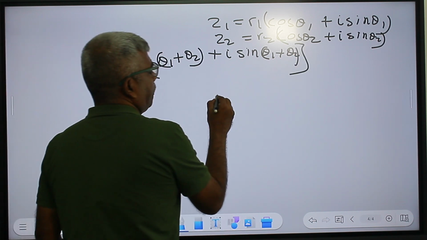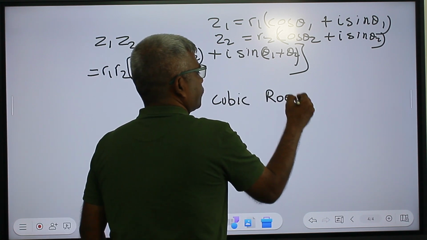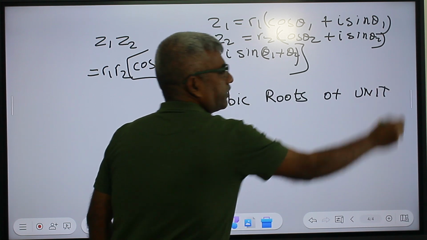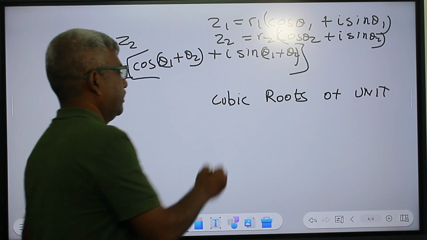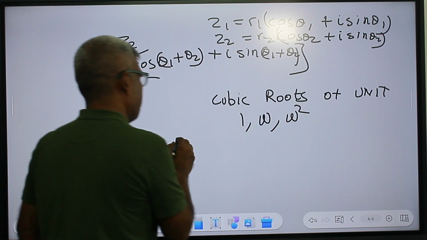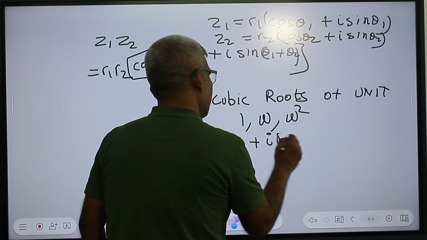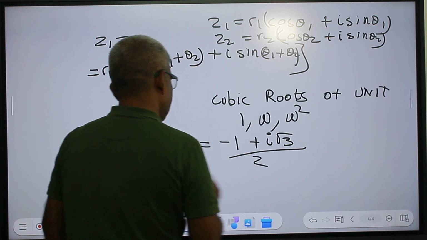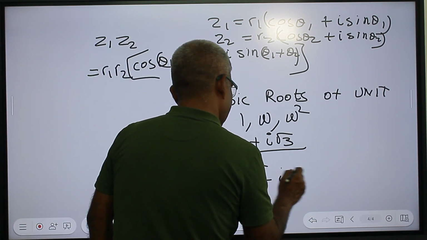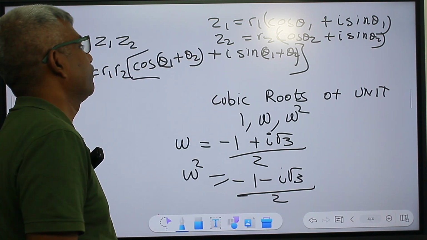Now, cube roots of unity. What are the cube roots of unity? You can recall 1, omega, omega square. What is omega? Minus 1 plus i root 3 by 2. What is omega square? Minus 1 minus i root 3 by 2. Good. Copy it down.